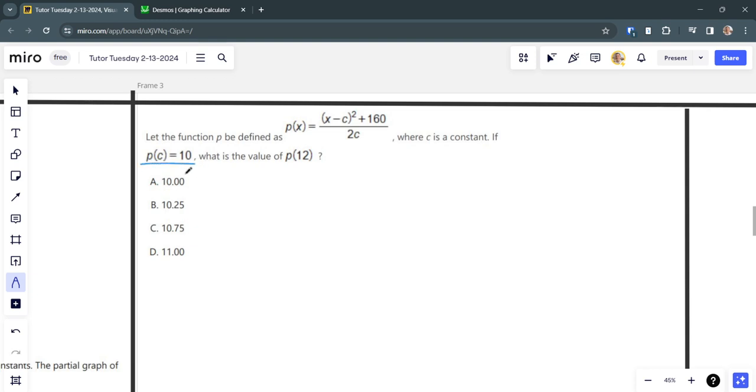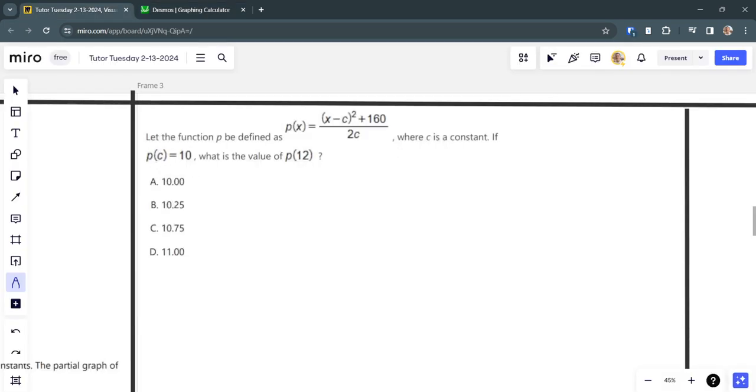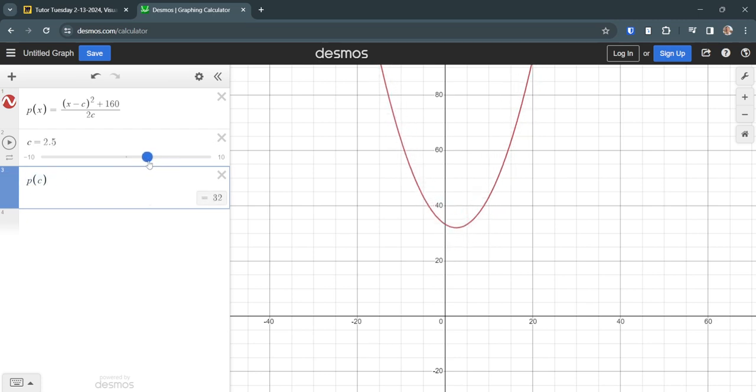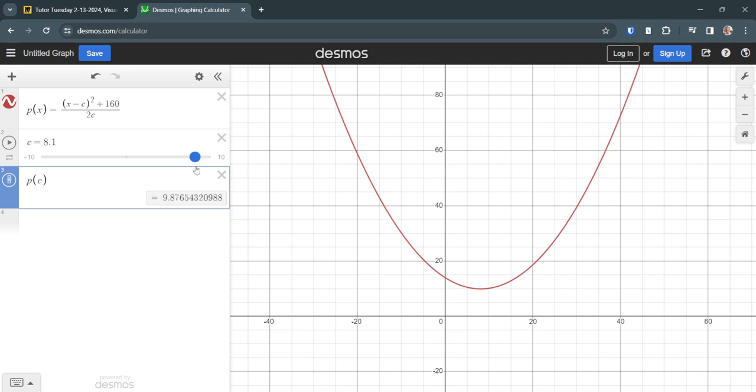It says p of c is equal to 10. So there's one easy thing we can do here. Yes, you do have the slider tool on the exam, but you can try p of c. p of c needs to be equal to 10, so let's adjust the value of c until we get it equal to 10. It looks like for that, c needs to be equal to 8.